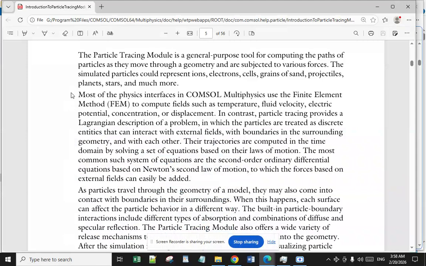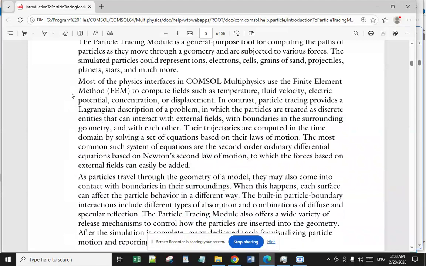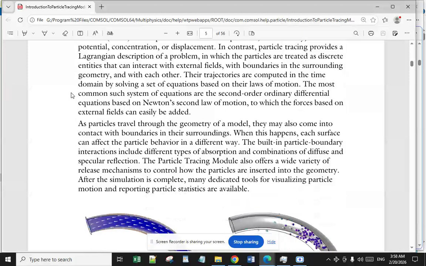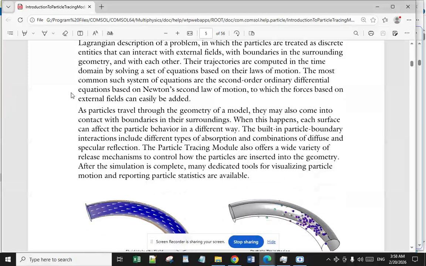Most of the physics interfaces in COMSOL Multiphysics use the finite element method, or FEM, to compute fields such as temperature, fluid velocity, electric potential, concentration, or displacement. In contrast, particle tracing provides a Lagrangian description of a problem in which the particles are treated as discrete entities that can interact with external fields, with boundaries in the surrounding geometry, and with each other.